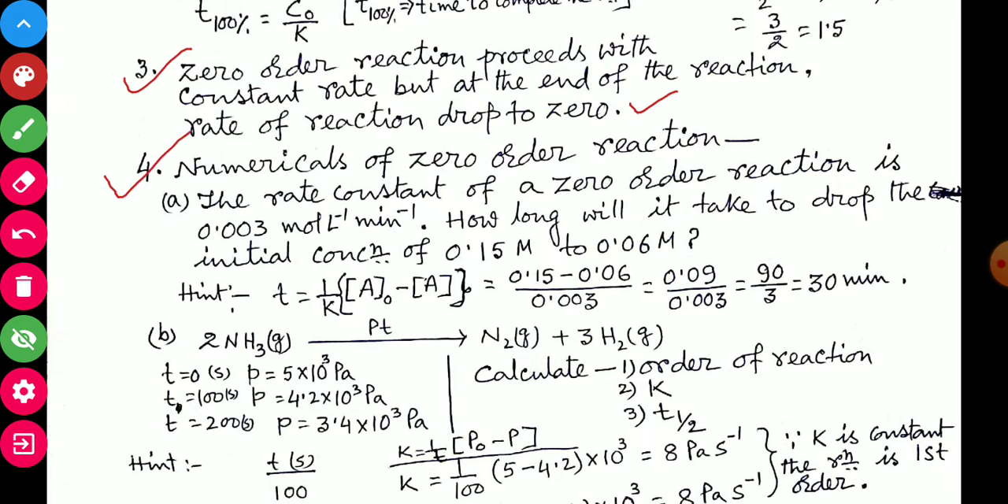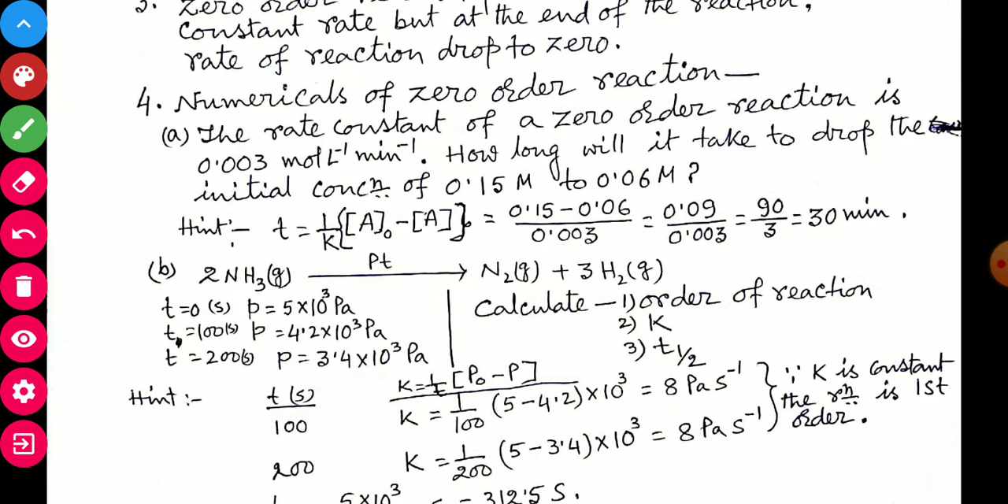Numericals of zero order reaction. A. The rate constant of a zero order reaction is 0.003 moles per liter per minute. Moles per liter per minute means zero order reaction. How long will it take to drop the initial concentration of 0.15 molar to 0.06 molar? Hence, t = (1/k)(initial concentration − final concentration) = (0.15 − 0.06)/0.003, which gives 30 minutes.